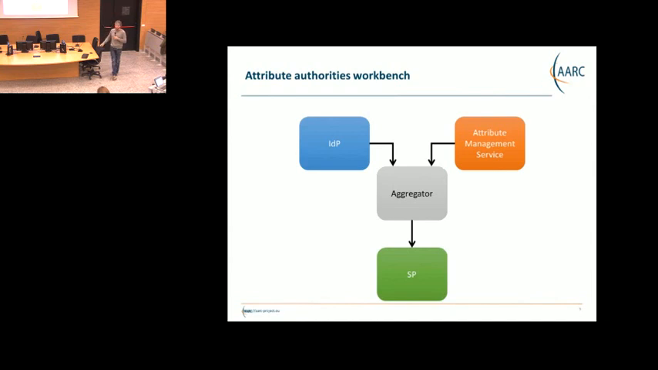Then an attribute management service that can be Hexa, can be Perun, for example. These two entities feed information into the aggregator, or better, the service provider can get access through an aggregator to both the IdP and the attribute authority in a single action, in a single query. This is what we have so far, but of course we will also need to experiment with direct connection between IdPs, SP, and attribute management service. This is another possible scenario for a workbench.